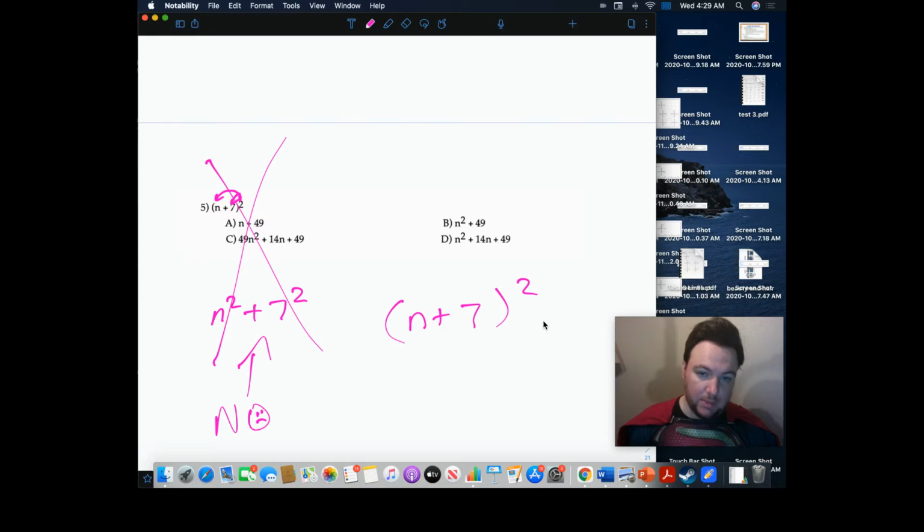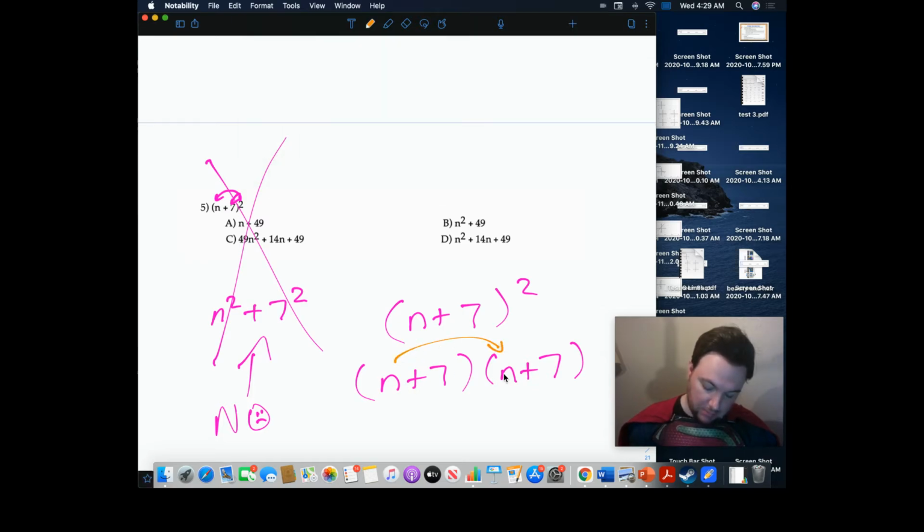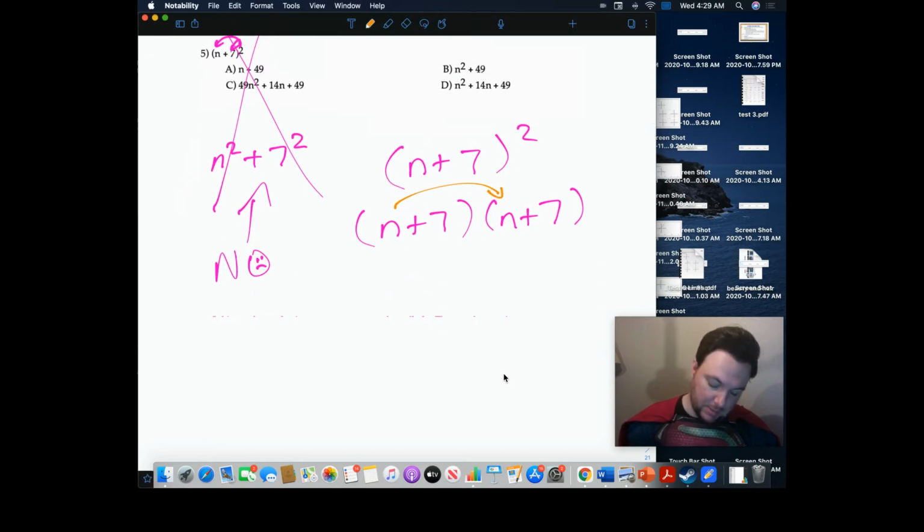When you square something, what does that mean? It means you multiply it by itself. So this is actually n plus 7 times n plus 7. And so now you do what you've been taught to do, which is n times n is n squared.